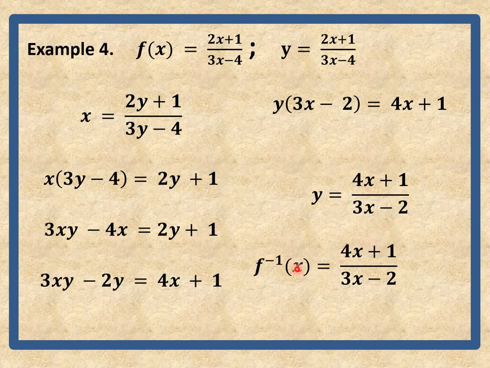And therefore, the inverse function is now 4x plus 1 all over 3x minus 2.